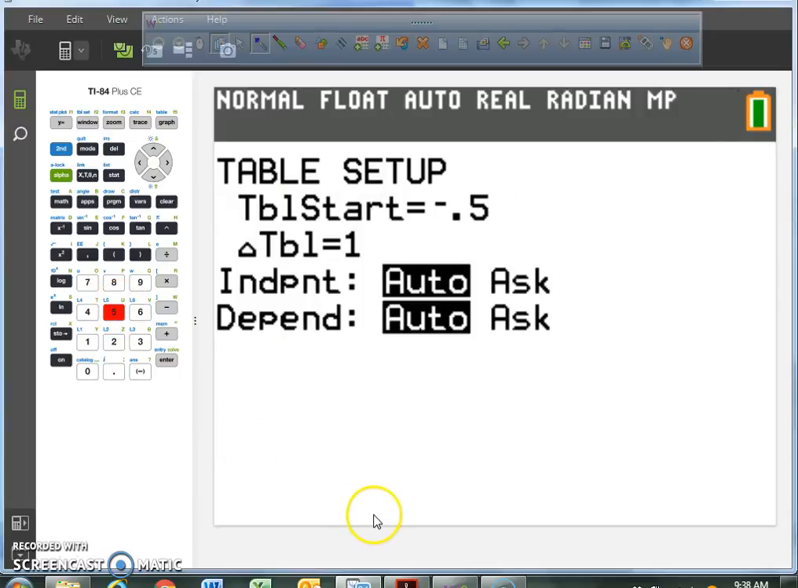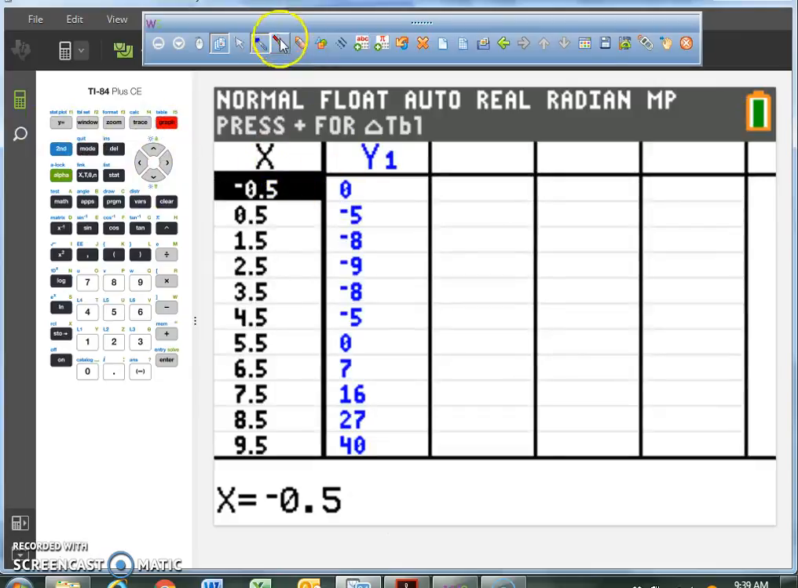That was one of our roots, right? Negative half. Check the table, and what do you notice about our y value? It's equal to 0. That means we got it right. Our y value is equal to 0.